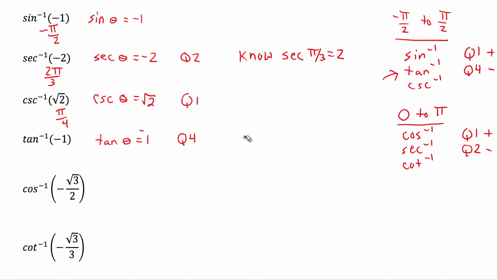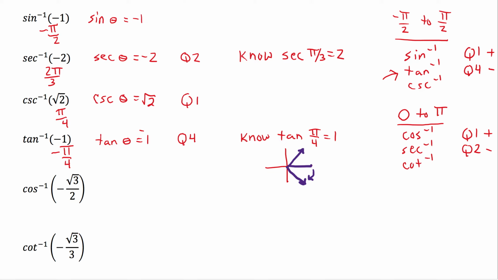So what do I know from a memorized value? I know that tangent of pi over 4 is equal to 1. But I need this angle to be in quadrant 4. So I'm going to draw it first in quadrant 1. I'm going to flip it down to quadrant 4. And remember that we're rotating down, so it's going to be negative pi over 4. And that will be my answer.